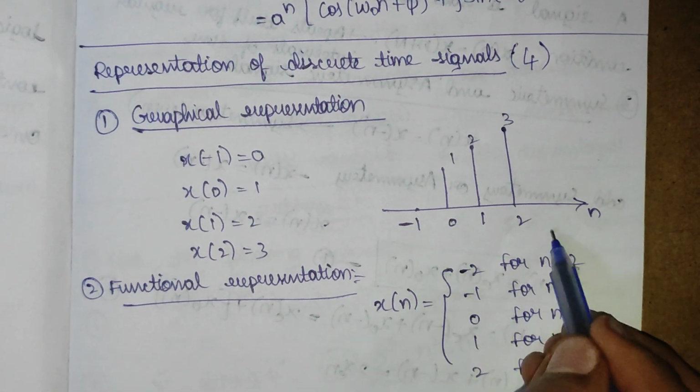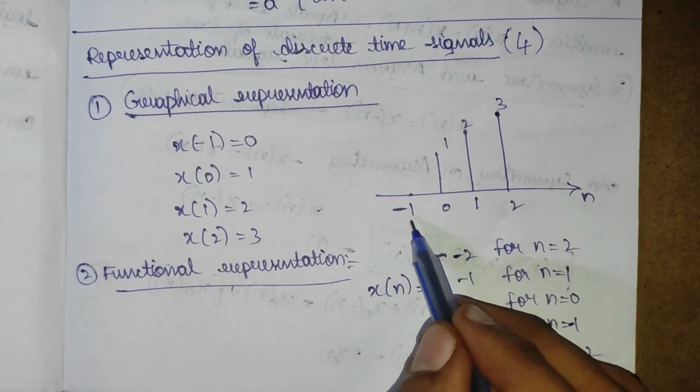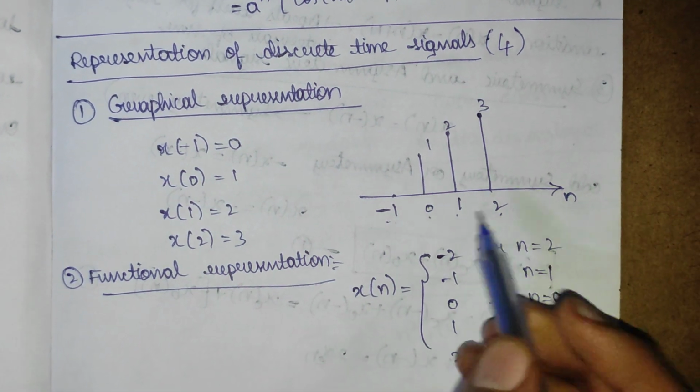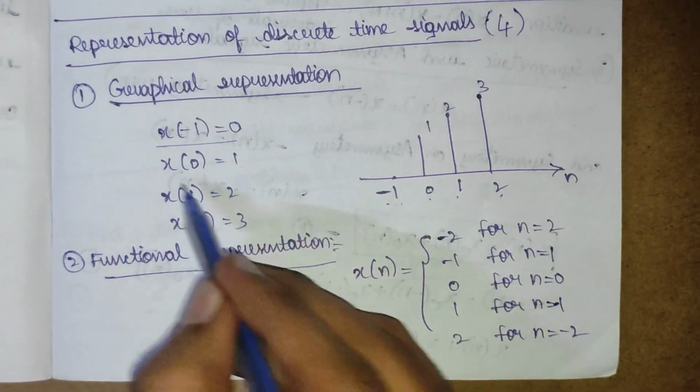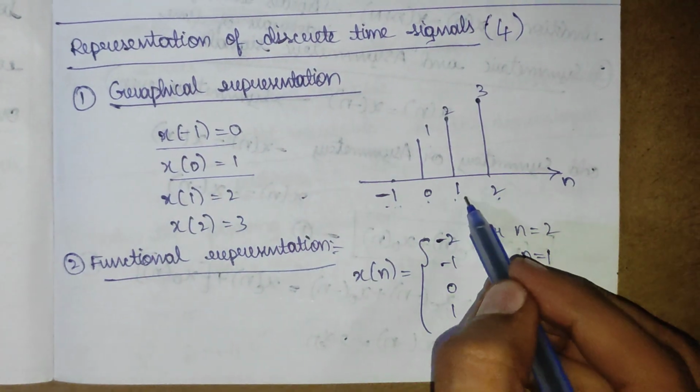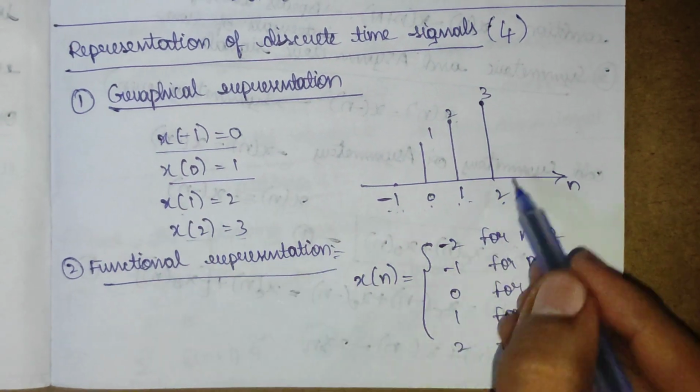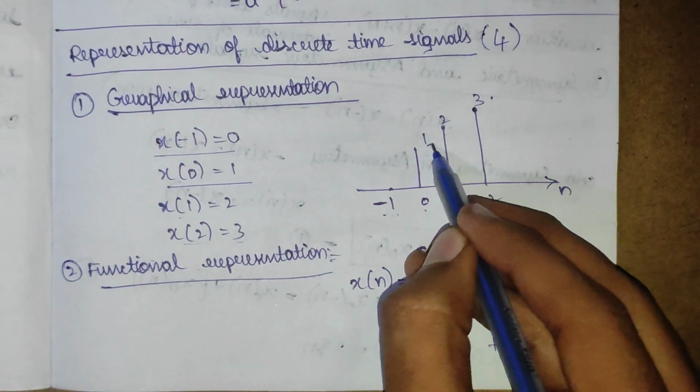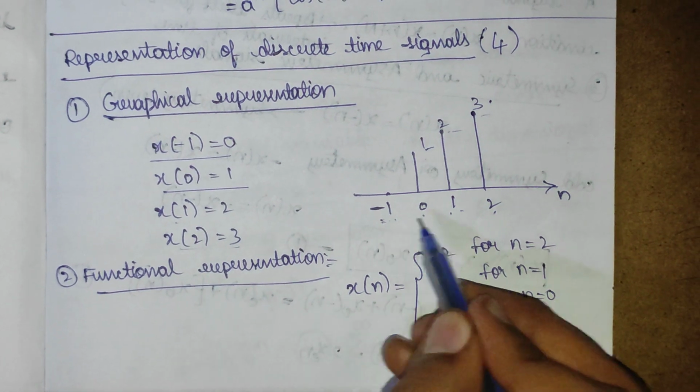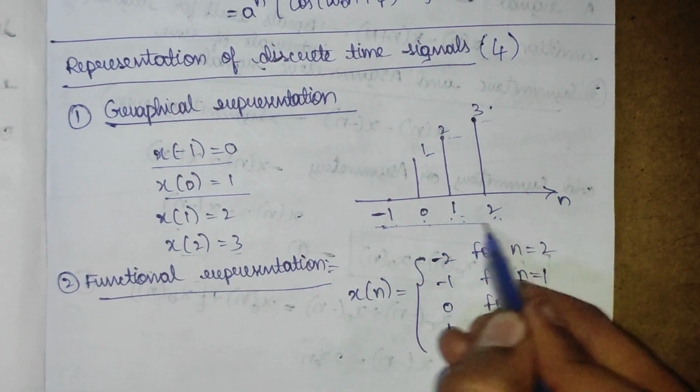Means if you have a signal like this with time sequence -1, 0, 1, 2, here x of -1 equals 0, x of 0 equals 1, x of 1 equals 2, x of 2 equals 3. Here these 1, 2, 3 are amplitude, and here -1, 0, 1, 2 are time index.